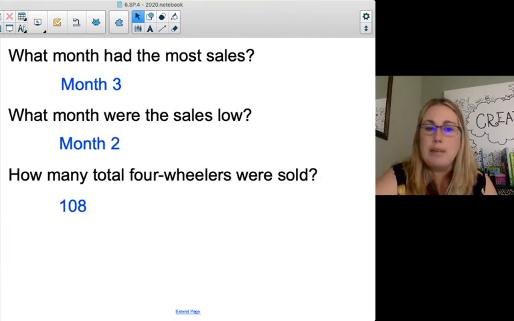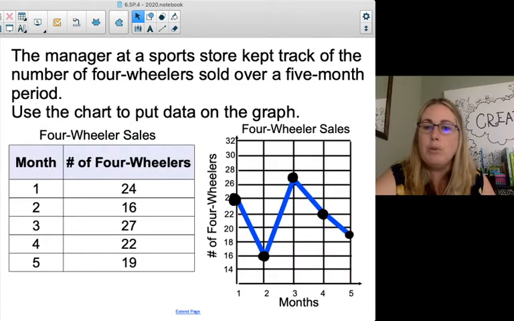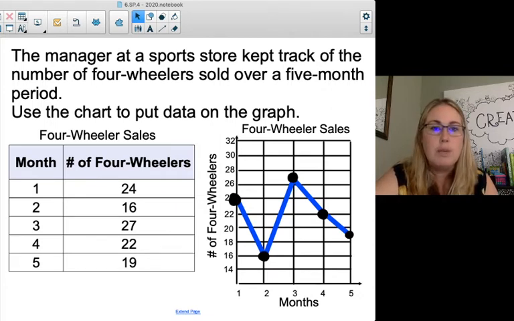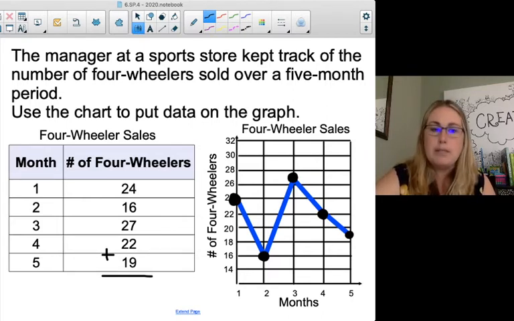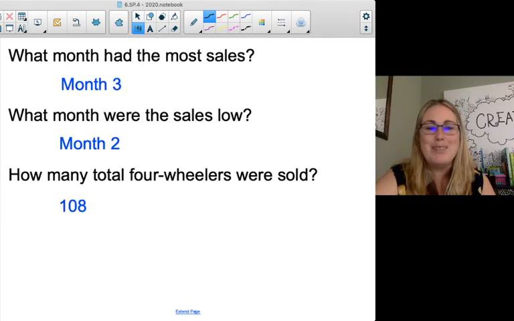And last but not least, how many total four-wheelers were sold? So when we go back, for total numbers sold, you can use the graph to answer this, but I certainly think we have this beautiful table over here on the side that's going to make it a lot easier, because what you're going to do is actually add up all of these different numbers, because we know that 24 were sold this month, 16 more were sold, 27 more were sold, so you're going to add up these numbers. Once you've added those numbers, you get 108 four-wheelers.